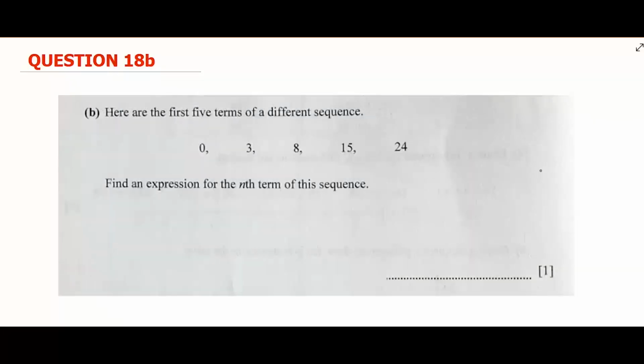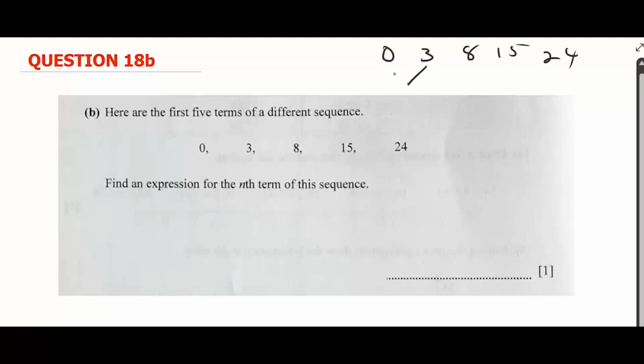Question 18b. Here are the first 5 terms of a difference sequence. You have 0, you have 3, you have 8, you have 15 and 24. Find an expression for the nth term of this sequence. Which type of sequence is this? So let's firstly write it here. You have 0, 3, 8, 15 and 24.